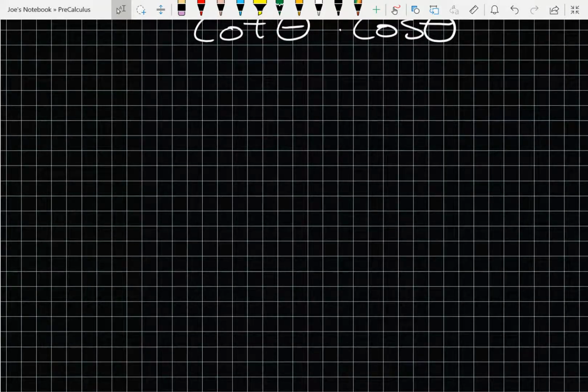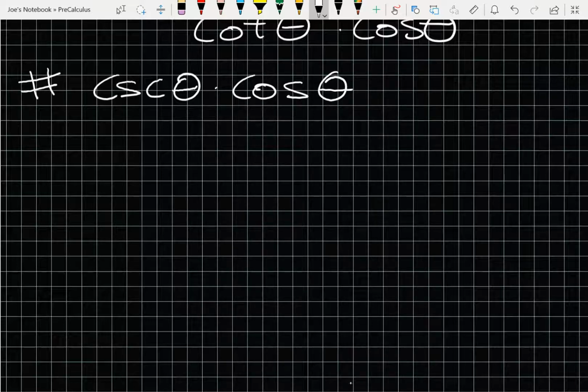So why don't you try this one? I'm going to try my new pausing the recording feature, so I'll stop this after I give you the problem. Let's do cosecant theta times cosine theta over tangent of theta.